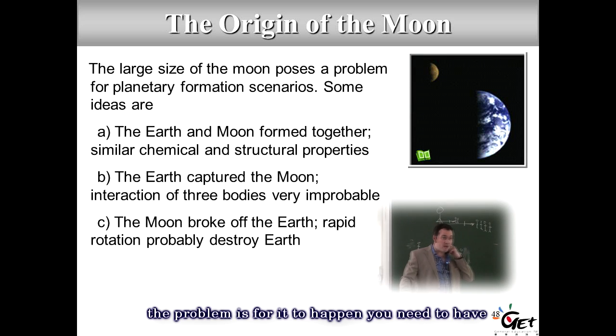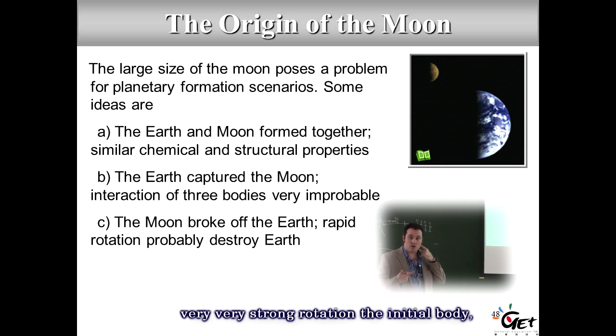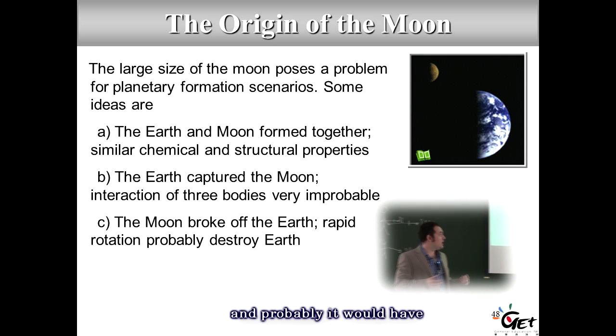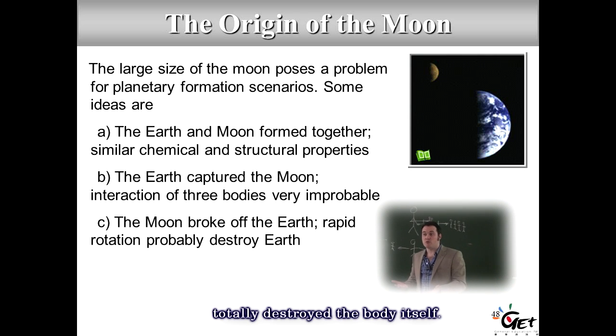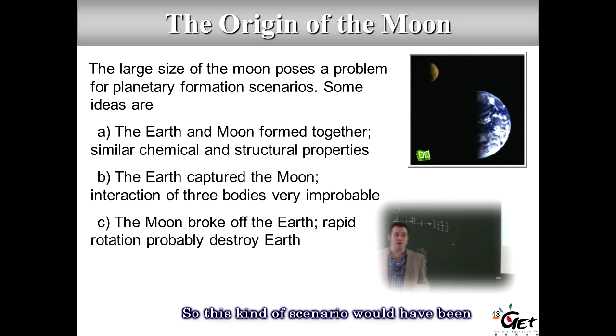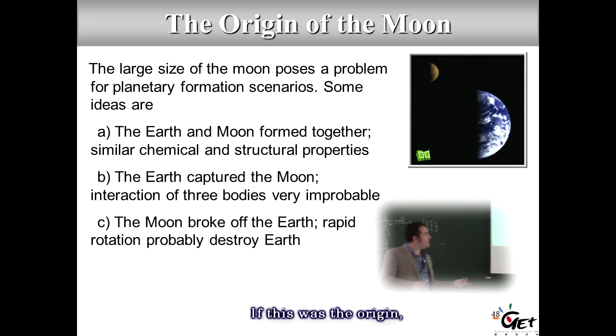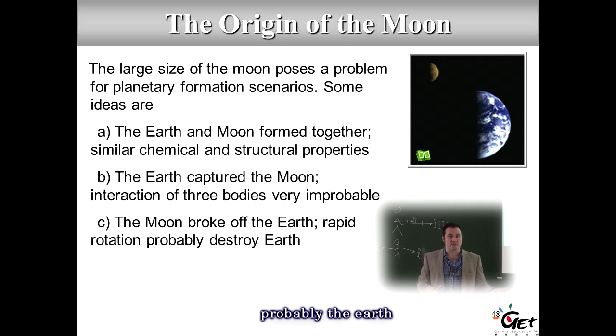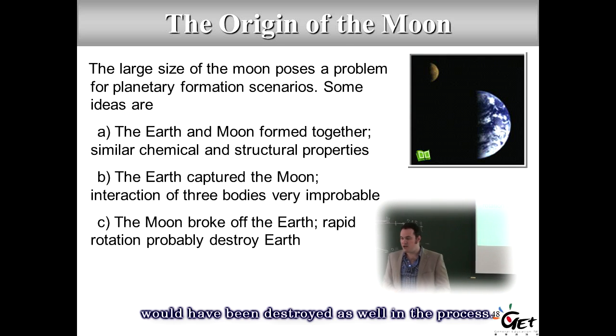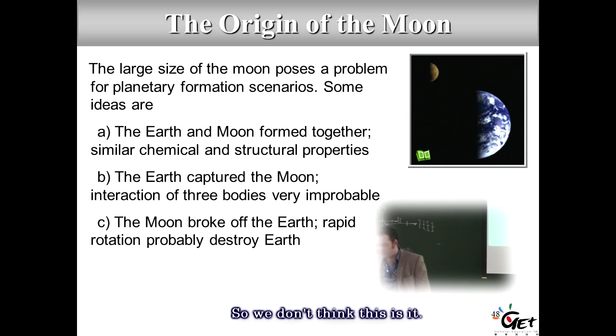The problem is, for it to happen you need a very, very strong rotation of the initial body, and that would probably have totally destroyed the body itself. So this kind of scenario is very unlikely too. If this was the origin, probably the Earth would have been destroyed as well in the process. So we don't think this.